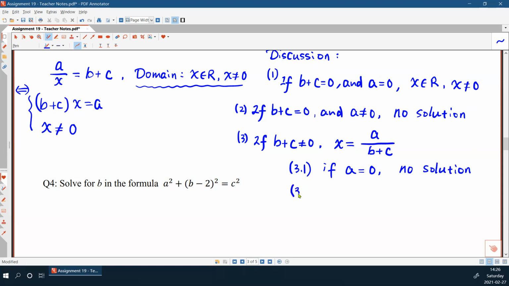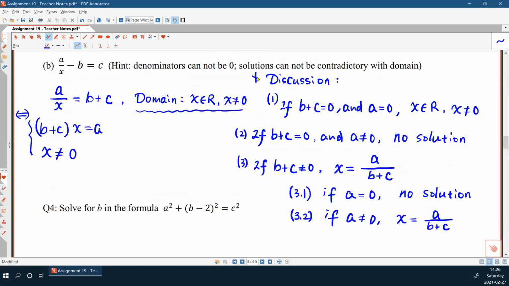So the last situation is if b plus c is not 0, x is a over b plus c, right? Here a is not 0, so this is okay, because when a is not 0, x is not 0. So this is not contradictory with the domain. Under this circumstance, x is simply a over b plus c, right?